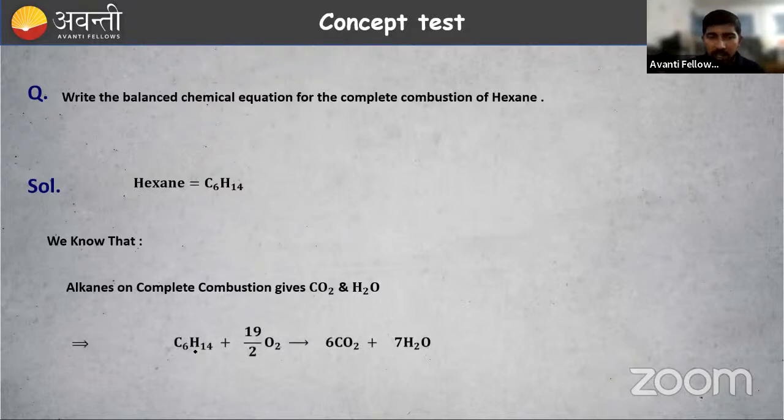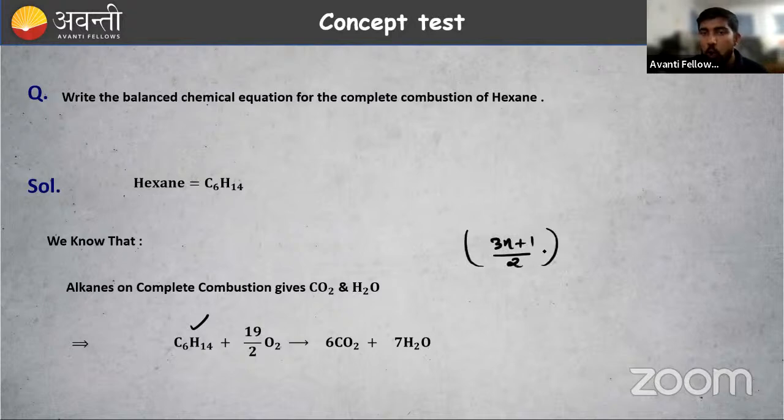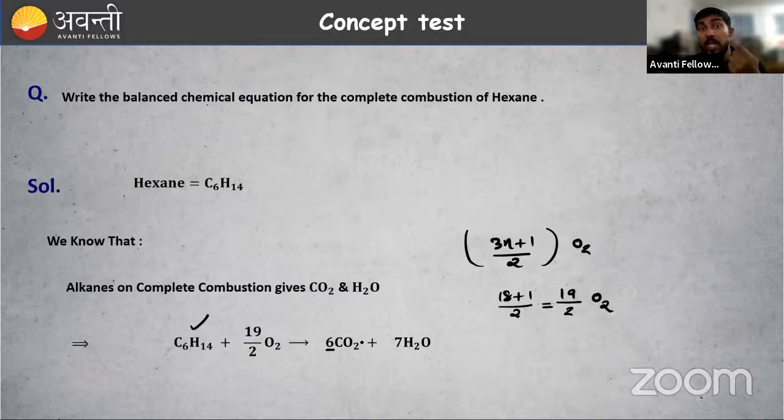Very simple. I have C6H14. Then the n value is 6. Then (3n plus 1)/2 oxygen. 6 into 3 is 18, 18 plus 1 is 19, so 19 divided by 2 oxygen. Right. What about carbon dioxide? The value is n, and what's the value of n? That is 6. Then for water it is n plus 1, 6 plus 1 is 7, so 7H2O.